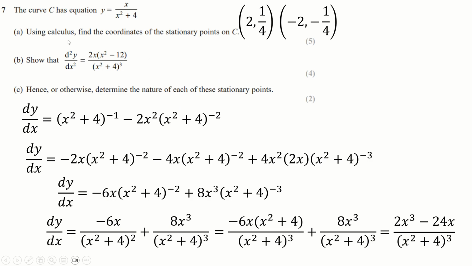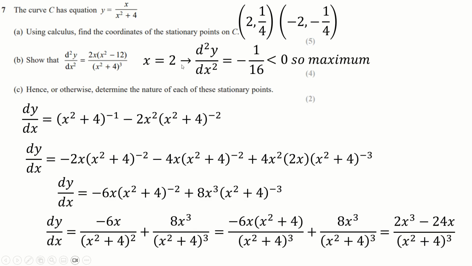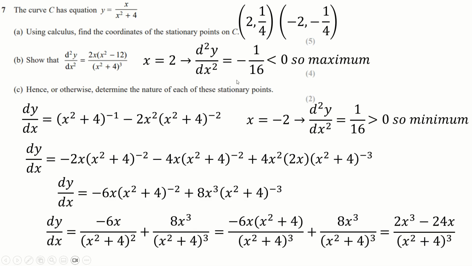So put x as 2 into here. And if you do, just literally type it into a calculator. It's negative, so therefore it's a maximum. And if you put x as -2 in, you get a positive, and therefore it's a minimum. And that's all you need to do.